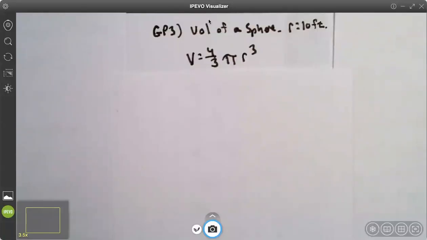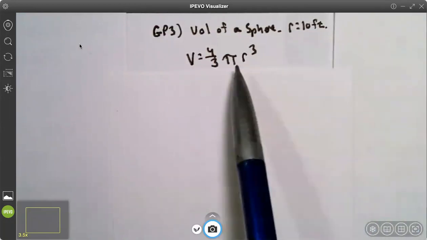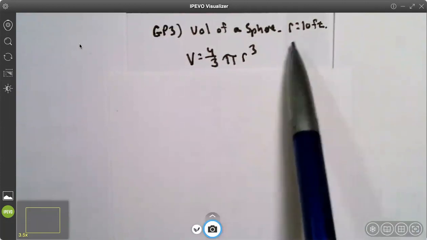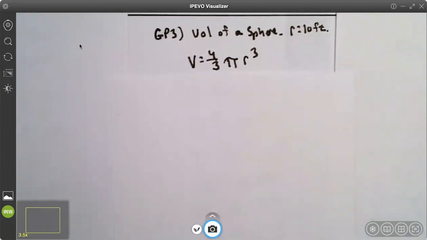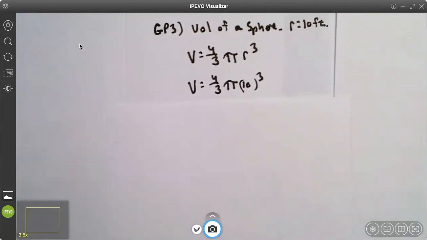Okay, let's do another one. Let's say it didn't give me a picture. It just said find the volume of a sphere. The radius is 10 feet. Okay, so all I need to know is the radius. And I'm going to write my formula down, and I'm going to take that 10 feet and I'm going to plug in right here for radius. So first step is cube that radius.